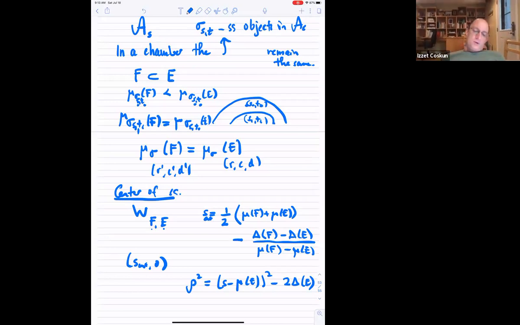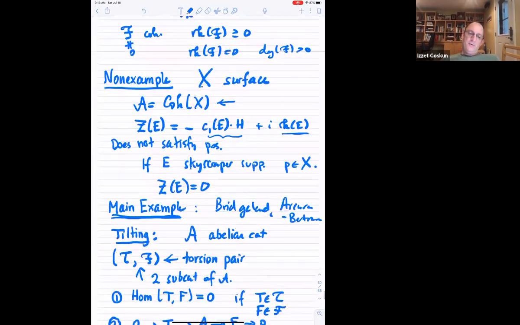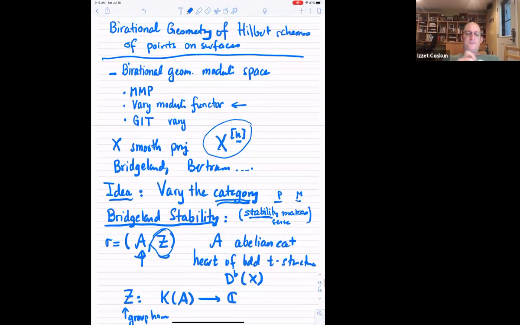So what this means in some sense is that Bridgeland stability allows you to have a way of making sense of what I started with originally. So maybe let me go all the way to the beginning of the lecture, right? The way we started the lecture was, we wanted to do the birational geometry. One way was to do the minimal model program. Another way was to vary the moduli functor.